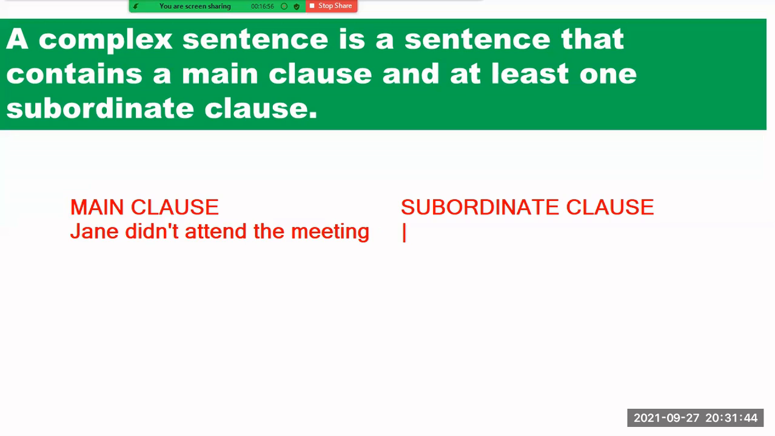Now, to make it a complex sentence, we introduce an additional idea. And that could be an answer to a question such as why. If you say Jane didn't attend the meeting and someone asks you why, then you can give a reason: because she had a fever. All right, so you can see that this is a complex sentence. Jane didn't attend the meeting because she had a fever. This is a complex sentence. All right, so that is exactly what a complex sentence is all about.